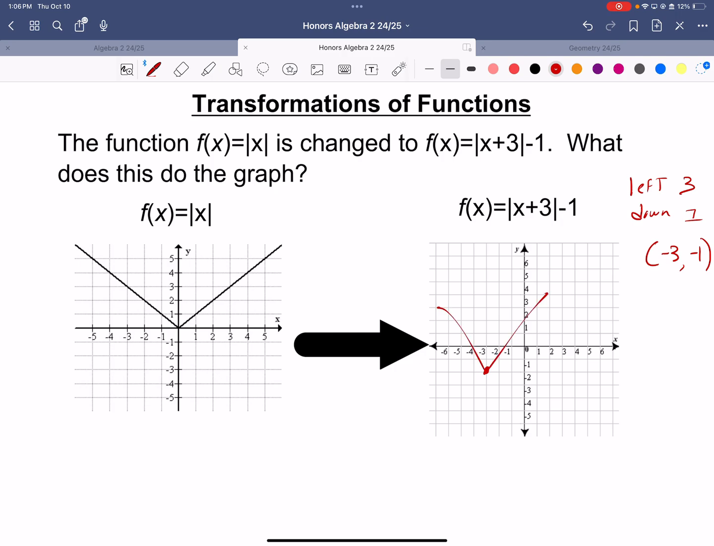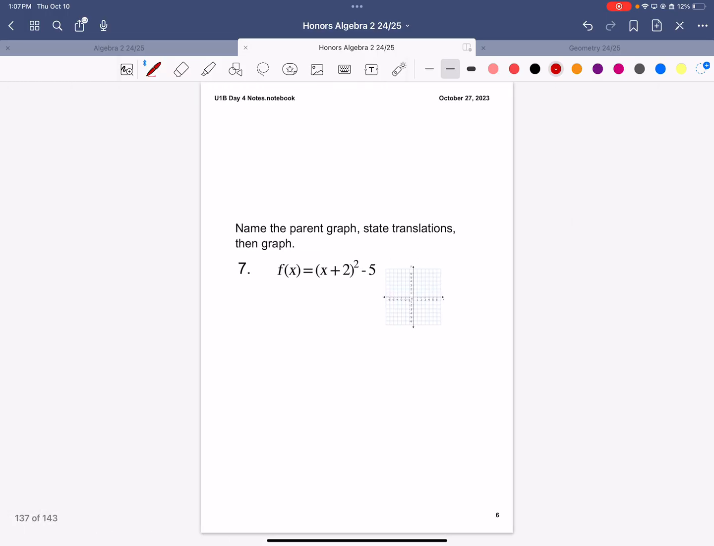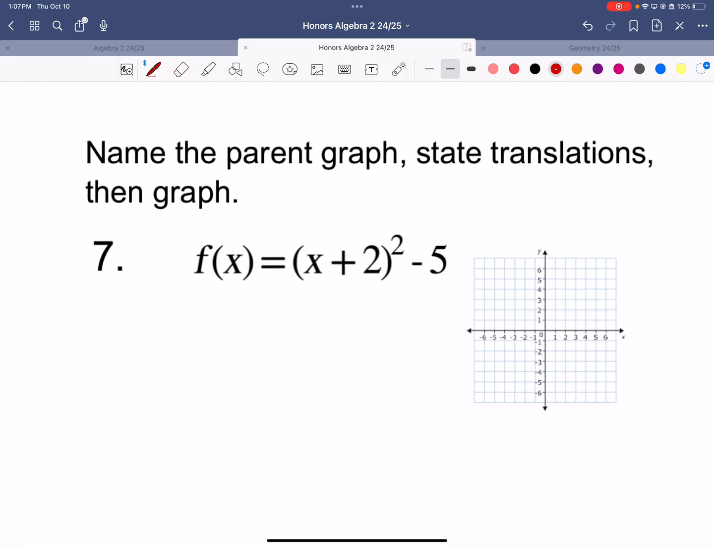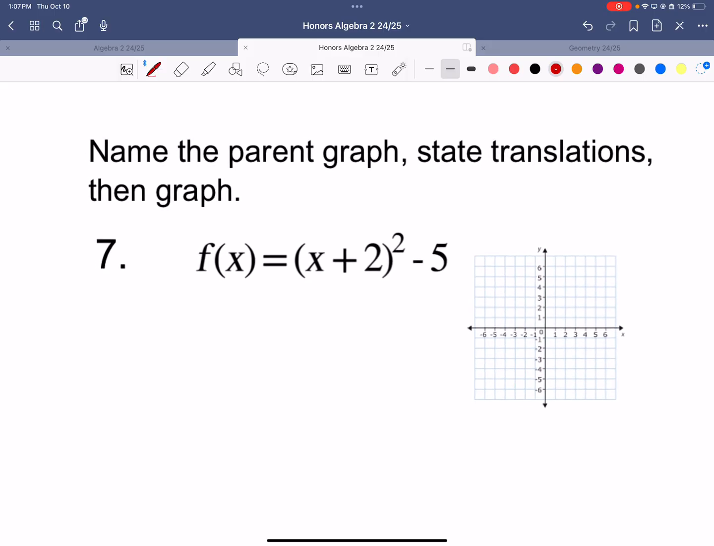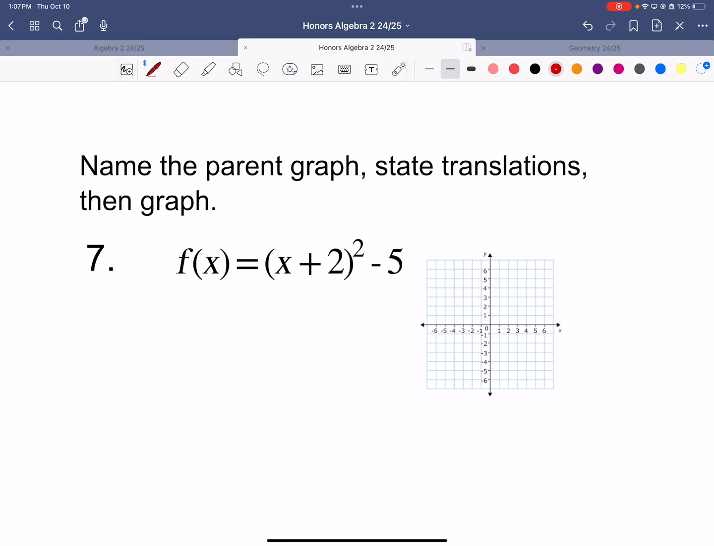So that's all you need to do today. Just sketch these. So when we say left 3, down 1, that means our new starting point is going to be negative 3, negative 1. Make sense? Do we need to do any more? We're okay? We can write the translation and graph them if we have to? All right, so that's what you're going to do today.